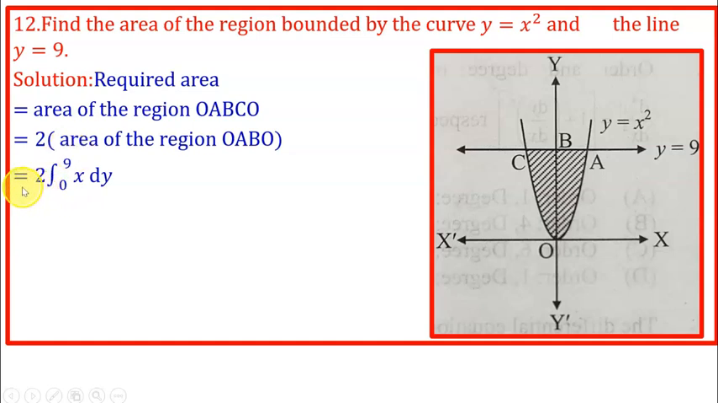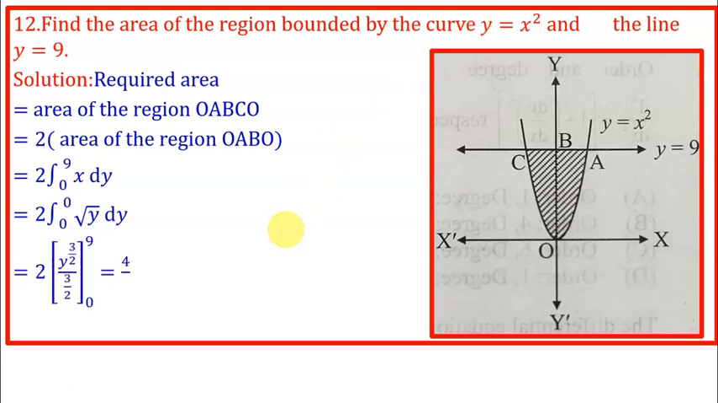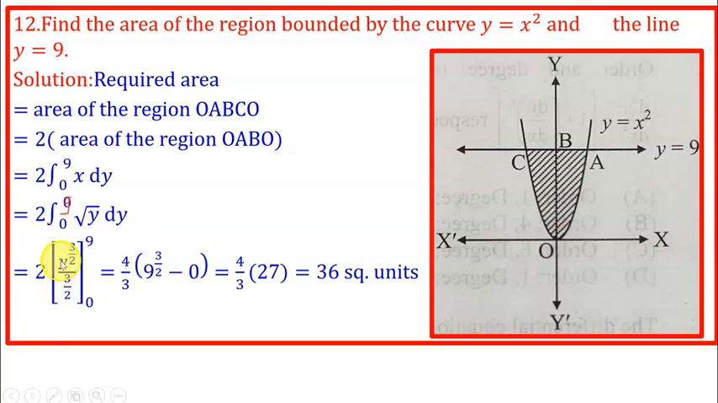Okay. Therefore, area is equals to 2 integral 0 to 9 x dy. There the variable is y. Now, what is the value of x here? y is equals to x square. Therefore, x is equals to root of y. Okay. Therefore, we find the integral of root of y. Here the lower limit is 0, upper limit is 9. Therefore, integral of root of y is y raised to 3 by 2 upon 3 by 2. Then multiply and reciprocal, you will have 4 upon 3, 9 raised to 3 by 2 minus 0.